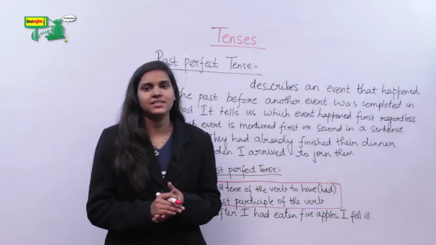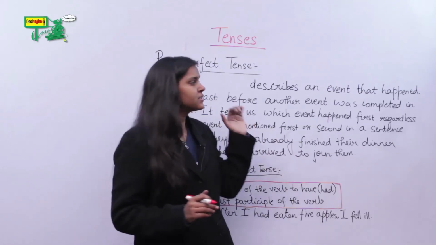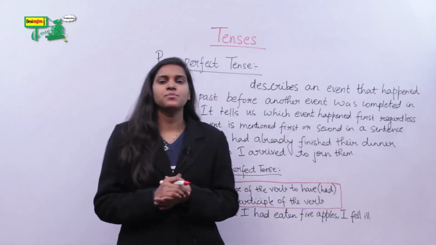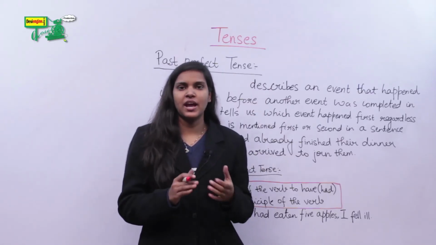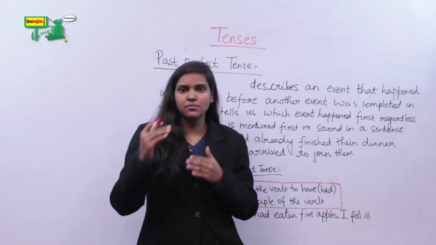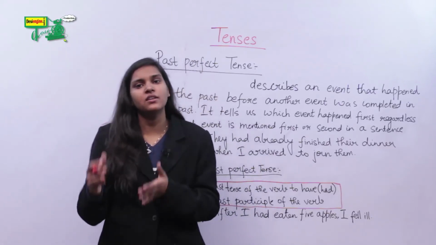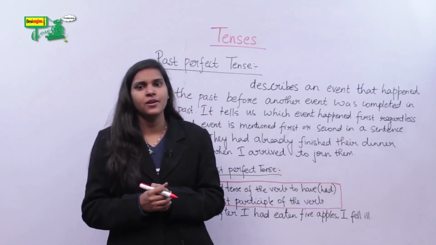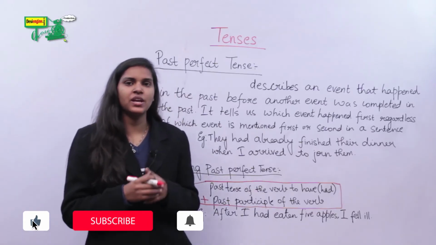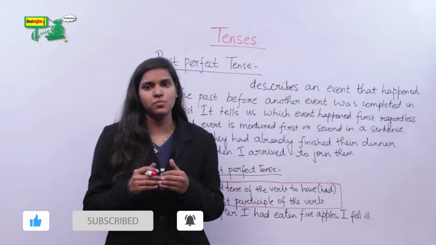Let's talk about the next kind of tense, which is past perfect tense. Past perfect tense is used to describe an event that was completed in the past before another event was completed in the past. Through this tense, we can identify which event took place first.